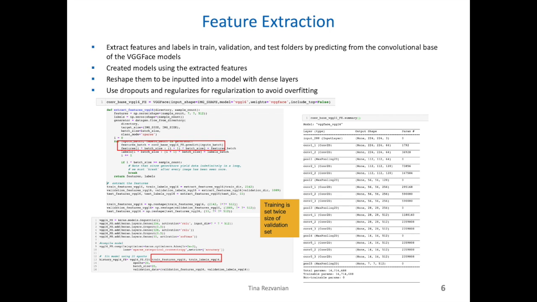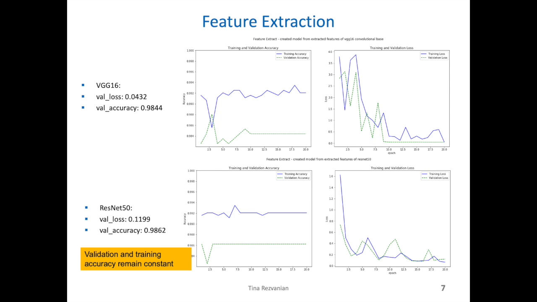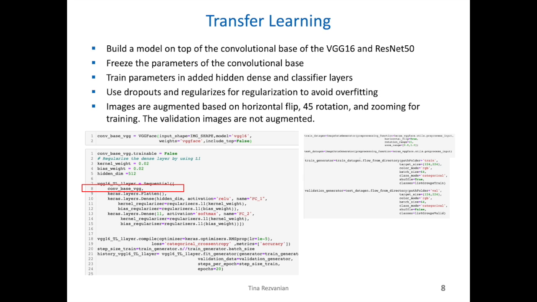In this step, we are using dropouts and regularizers for regularization and avoiding overfitting. Here are the results. The top results are for VGG16 and below for ResNet50. We see that in both cases, validation and training accuracy remain constant. In transfer learning, we are building a model on top of the convolutional base of VGG16 and ResNet50. We freeze the parameters of the convolutional base and train the parameters of the added hidden dense layer and classifier layer.